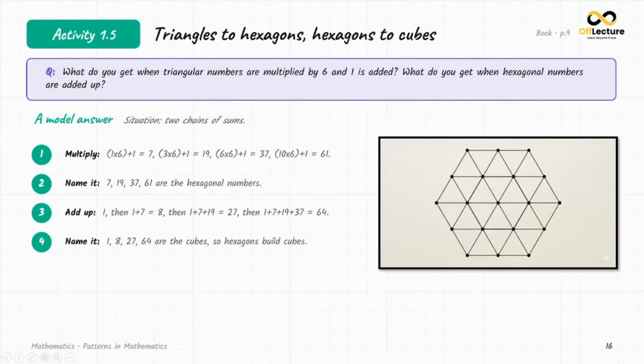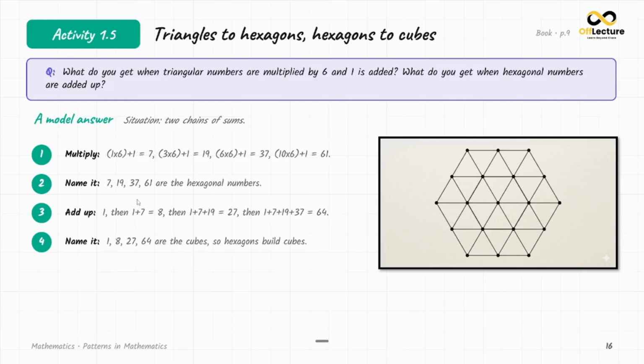Let's do activity 1.5. What do you get when triangular numbers are multiplied by 6 and 1 is added? And what do you get when hexagonal numbers are added? We tried this a little while ago. So try this one at your end also.